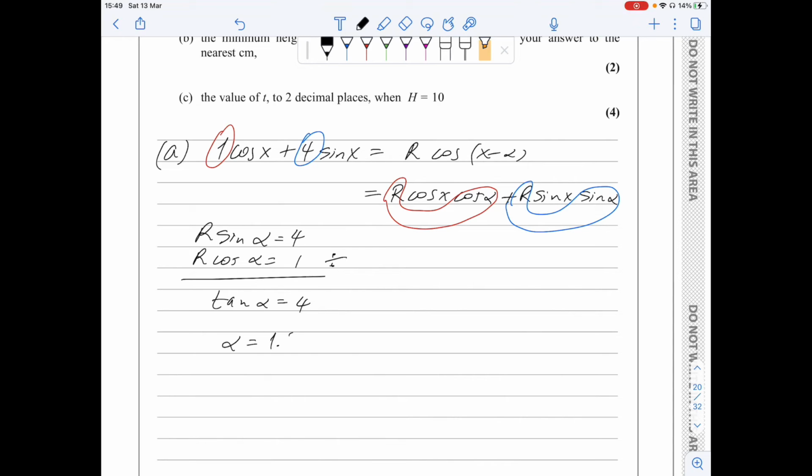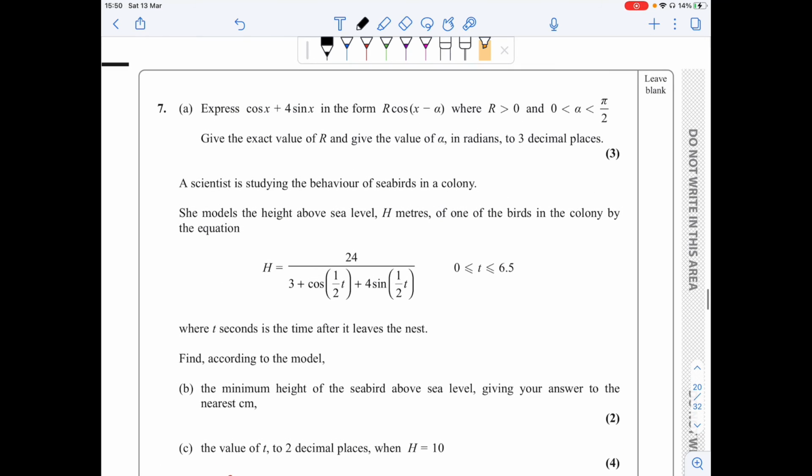We'll use 1.326. For r, I will just find the square root of 4 squared plus 1 squared, which comes out to be square root of 17. In part B, I am given this function. Note that this part is similar to the one above. Instead of x, I have 1 over 2 t. I need to find the minimum height.